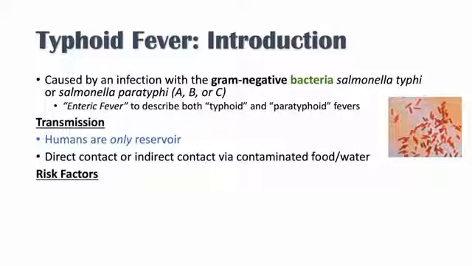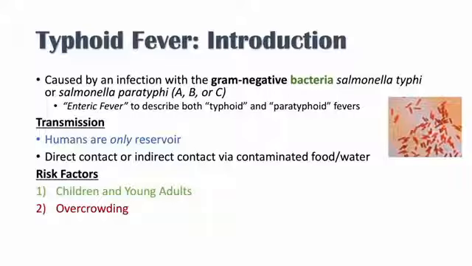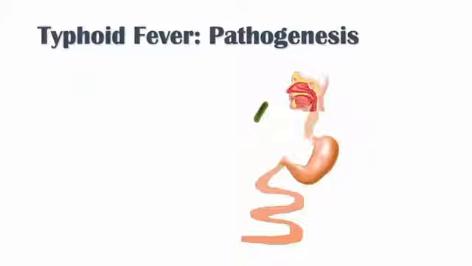Now, the risk factors for contracting typhoid fever include being a child or young adult. Children and young adults are more susceptible to typhoid fever. Another one is overcrowding. So you can imagine if there's lots of people, if anybody's infected, they can easily transmit it through direct or indirect contact. And poor sanitation is also another risk factor. So again, through contaminated food and water, if there's poor sanitation with regards to food or water, it's easier to transmit this.